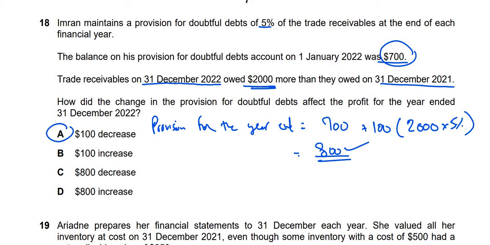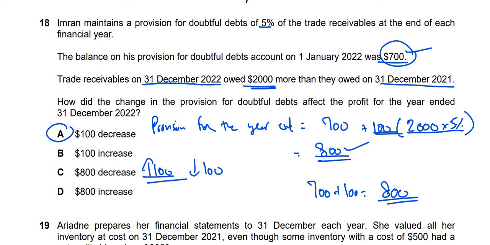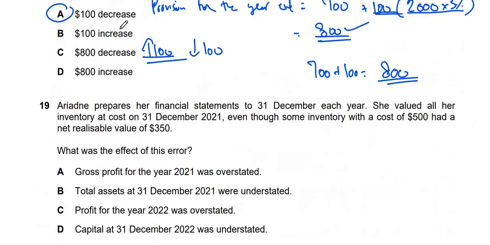It says trade receivables on 31st December owed 2000 more than they owed on 31st December 2021. So how much is the total provision for doubtful debt? I calculated 5% of 2000, that's 100. So previous provision for doubtful debt plus current 100, so it's total 800. So previous year there was 700, this year 800. Total provision for doubtful debts increased by 100, so profit will reduce by 100. Answer is A.